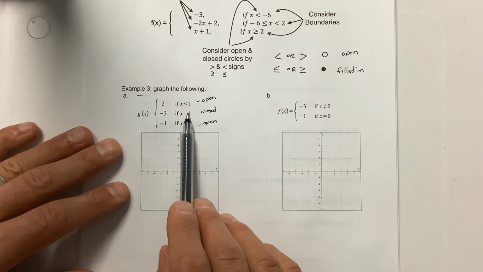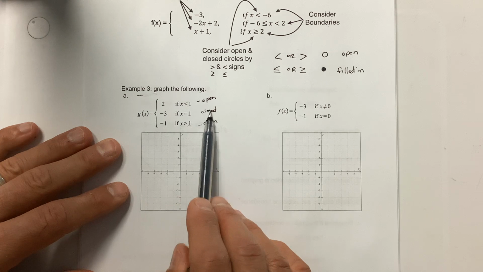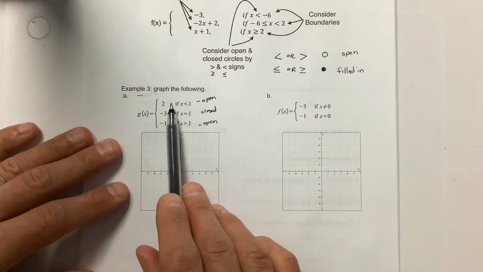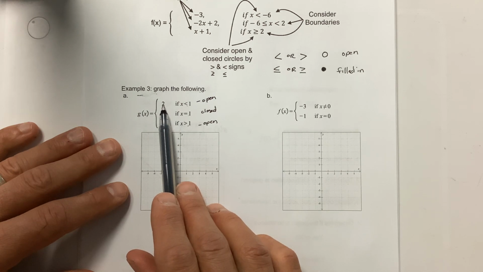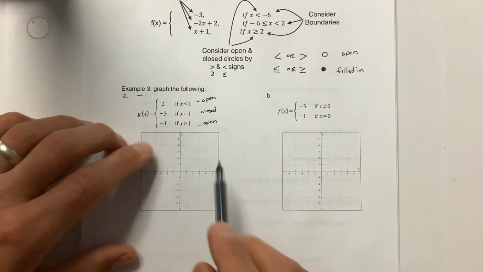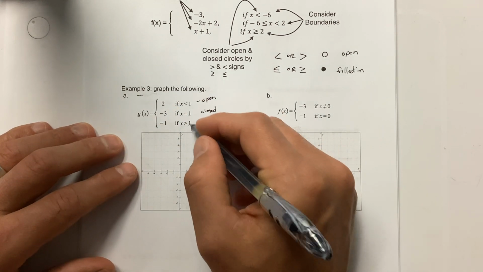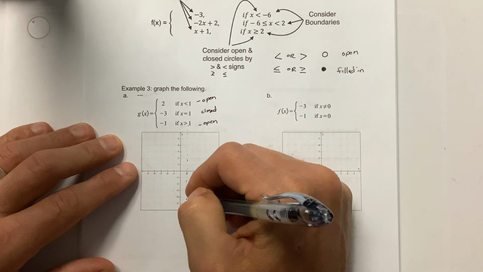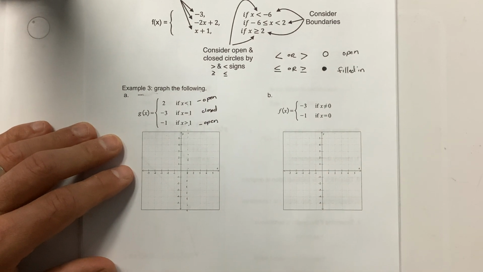So we're going to consider the intervals, we're going to consider open and closed circles, and then we'll consider the graphs. And we're only going to graph the graph within the interval it gives us. So on this example, there's really only one kind of major boundary, and that's here at 1. Everything kind of revolves around that point.